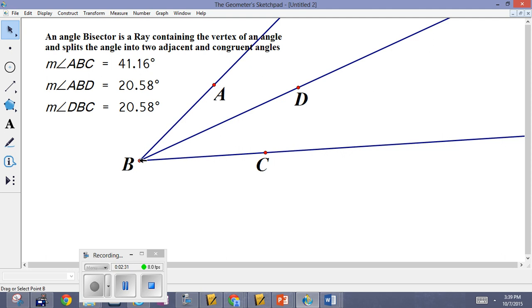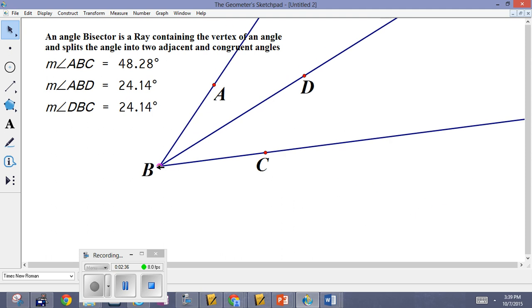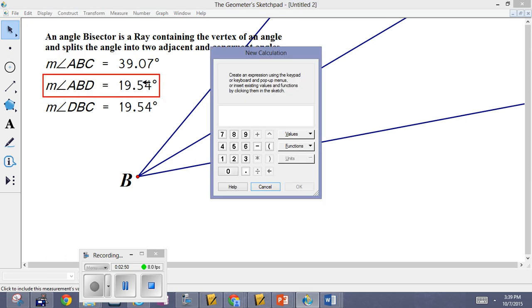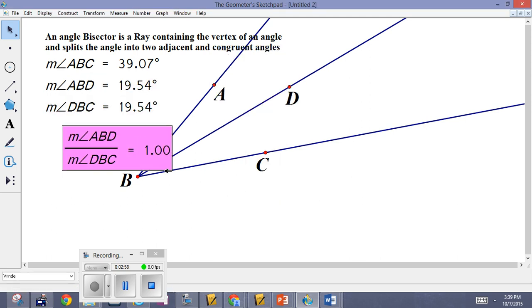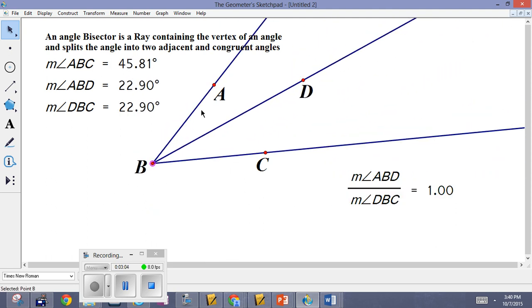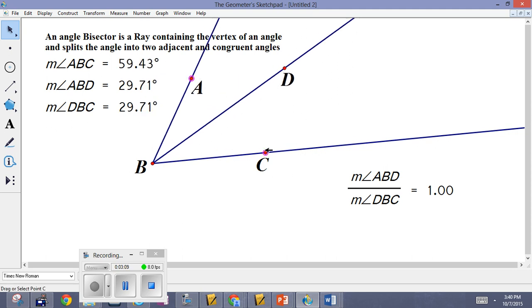The nice thing here about Sketchpad is that regardless of how I change this angle, these two angles remain the same. In other words, they should be in a 1-to-1 ratio. If I go to number, calculate, and compare ABD divided by DBC, they always are in a 1-to-1 ratio. That's the angle bisector. They're always going to be equal, so their ratio is always going to be 1-to-1.